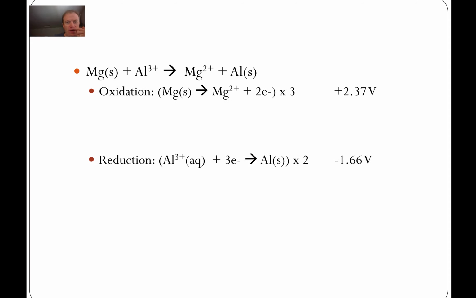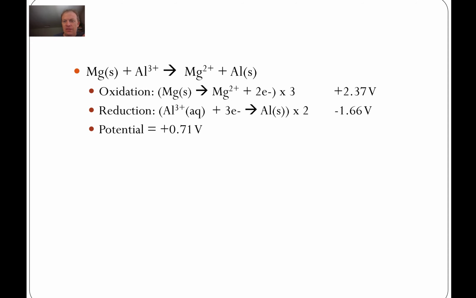I think I have it all worked out here. Yeah, so we have our half reactions there. We have it balanced. Just add those together. So that cell, a galvanic cell that is made using that chemical reaction, would have a potential of 0.71 volts.